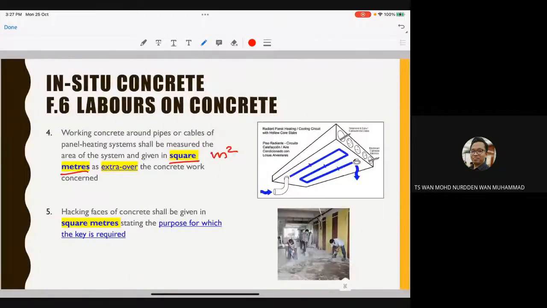Okay. Yang ni, working concrete around pipes or cable or panel heating system shall be measured the area of the system and given in square meter as extra over of the concrete work. Kita nak buat concrete di sini kan. Kita buat concrete slab ni, adalah size dia 5 meter darab dengan 2 meter, and thickness is 200 mm. Okay, so kita masukkanlah dalam kita punya description kan. Dia dimension semua. Tapi untuk kawasan ni, kita ambil 5 darab 2 untuk meter square, because of this one is square meter.